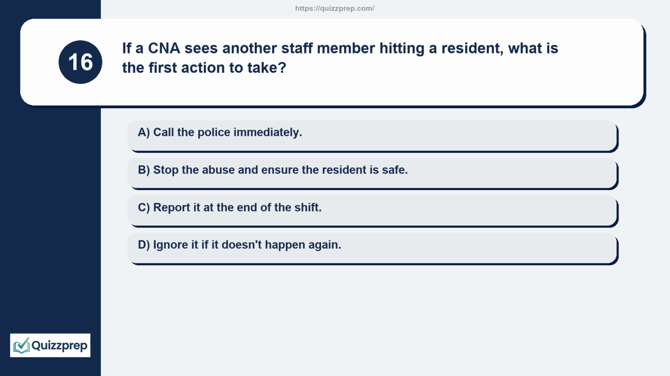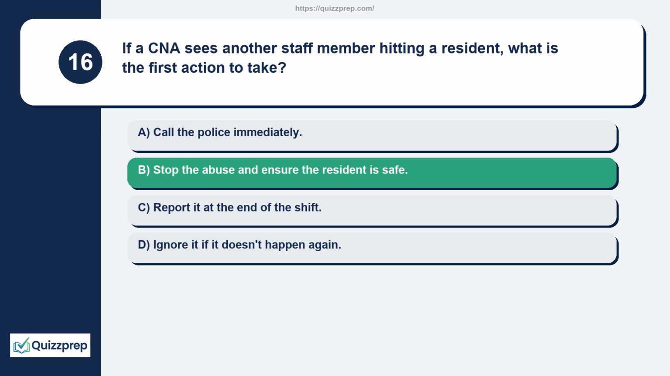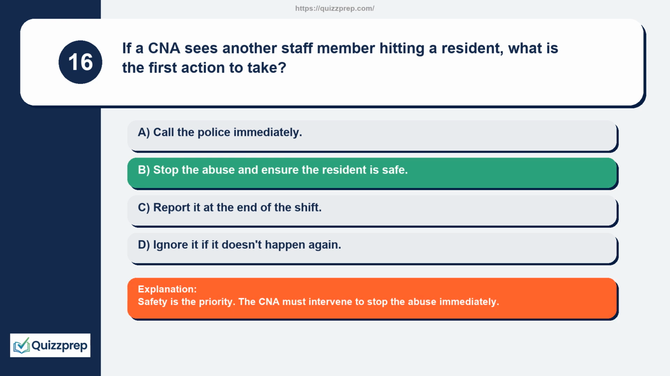Question 16. If a CNA sees another staff member hitting a resident, what is the first action to take? Call the police immediately. Stop the abuse and ensure the resident is safe. Report it at the end of the shift. Ignore it if it doesn't happen again. Safety is the priority. The CNA must intervene to stop the abuse immediately.